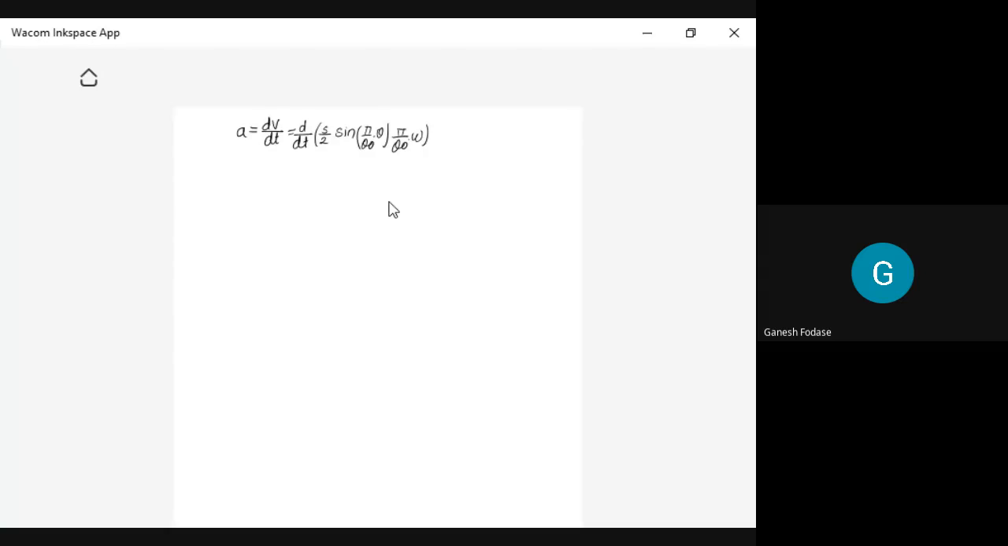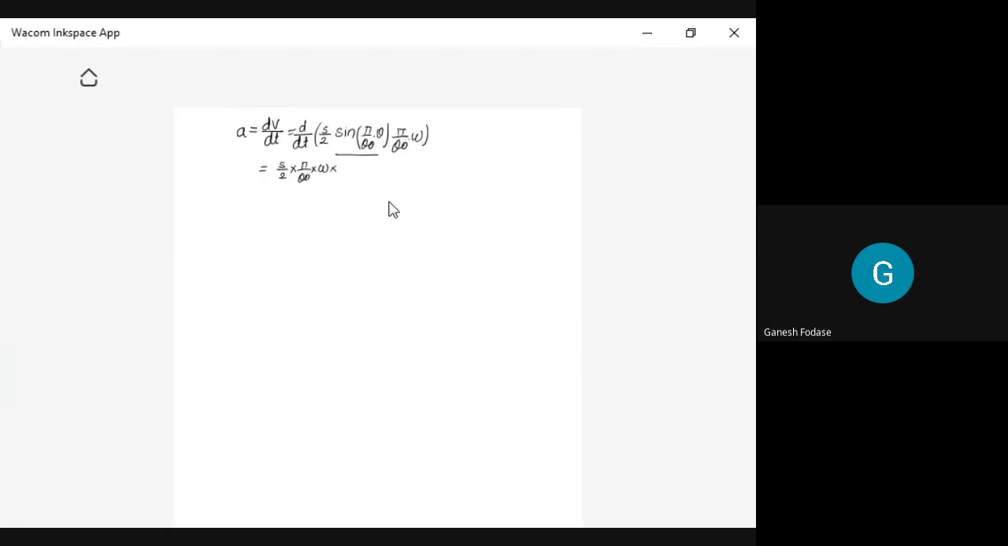And hence I can take all constant terms outside. So it is s by 2 constant, then this pi upon theta o, omega is constant or not? Whether omega is constant? Yes or no? Those who are listening carefully, I told you at the beginning only, we assume that the cam is rotating with constant angular velocity. So this omega is constant. So it is s by 2 into pi upon theta o into omega into the derivative of this term.